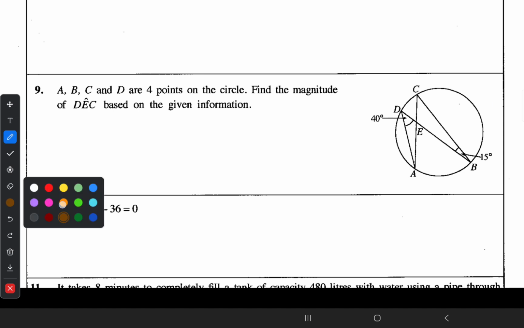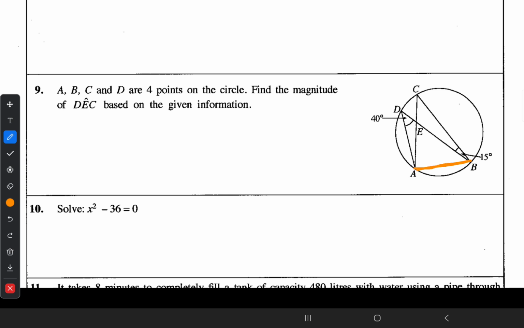In the ninth question, find the magnitude of angle DEC. There are two methods. You should know one theorem: when we connect these two points A and B, that will create a chord in this circle. So this chord will truncate this circle into two separate regions. The smaller region is called the minor segment, the bigger region is our major segment.